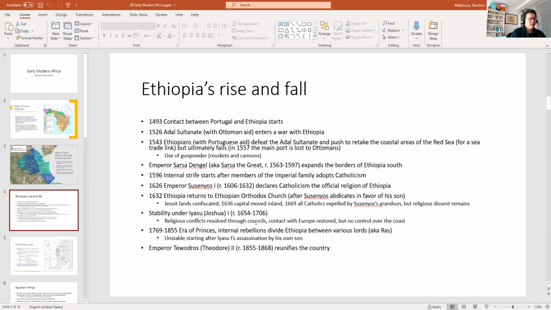And the Ethiopians basically were surprised by gunpowder. They haven't used gunpowder before, and they were being pushed backwards. They were essentially losing the war. But once the Ethiopians make contact with the Portuguese, and the Portuguese actually bring their help, then the tide reverses, and the Ethiopians can now push the Adal Sultanate.